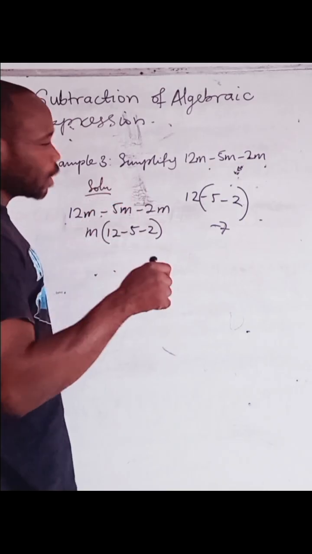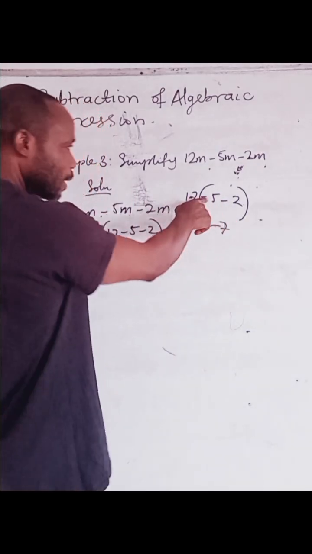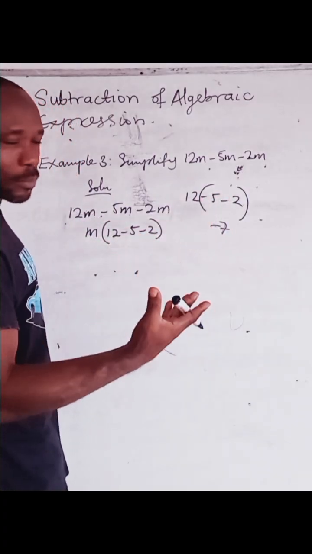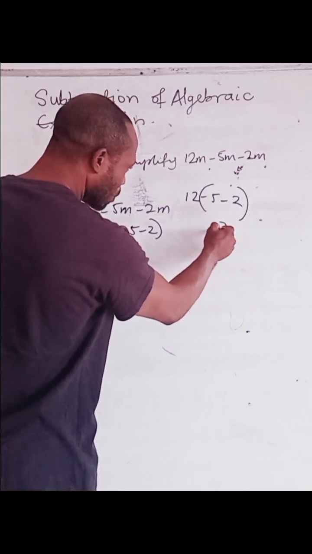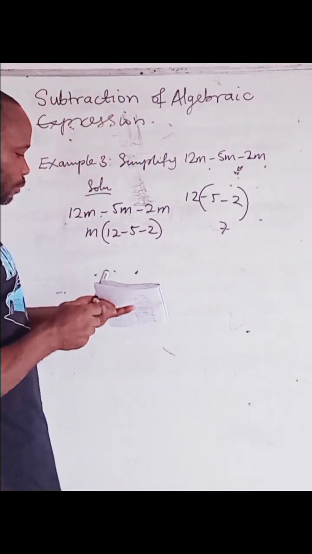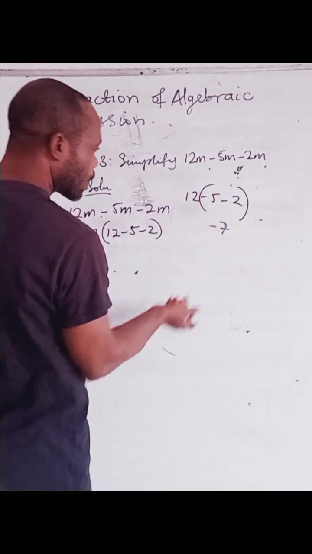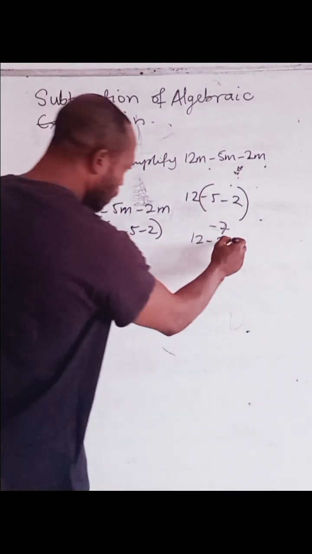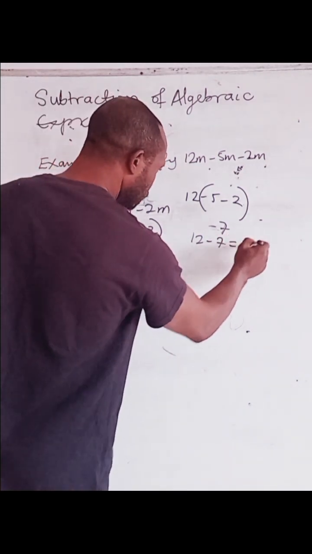And from our knowledge in algebra, we know that when you have this kind of scenario where you have the same thing, you call it like term. So you take one of them. So you add it to yourself. Therefore, it becomes negative 7. Okay? Now this can also be written as 12 minus 7. 12 minus 7 is equal to 5.